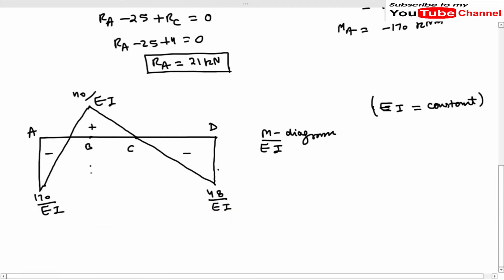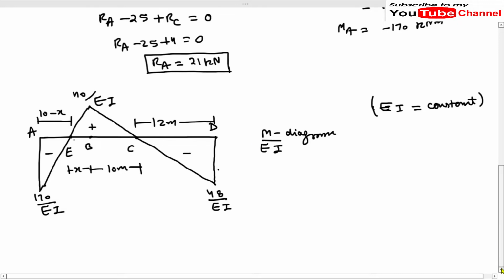We know that the length of this portion BC is 10 meters, the length of this portion CD is 12 meters. We know that the length of this portion AB is 10 meters, but we don't know the length of this portion, which I should write as AE. We don't know this point E where the bending moment is 0, so we can find out this AE length. Let us consider that this length EB is x meters, so this length AE will be 10 minus x meters.